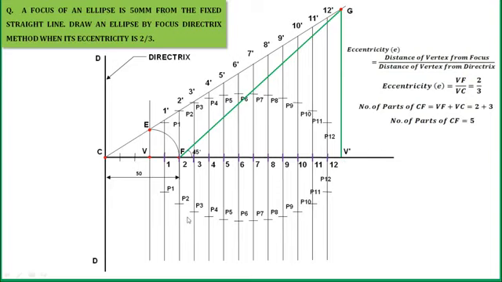So now we have plotted all the points of the ellipse. Now we just need to draw a smooth curve passing through all these points, and that will be nothing but an ellipse.